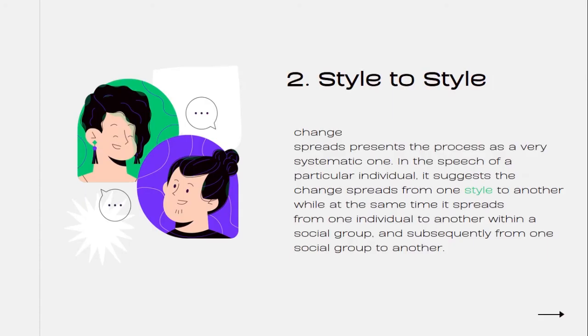And second, language changes can spread from style to style. One theory of how a change spreads presents the process as a very systematic one. In the speech of a particular individual, it suggests that the change spreads from one style to another, for example, from formal speech to more casual speech, while at the same time it spreads from one individual to another within a social group, and subsequently from one social group to another.